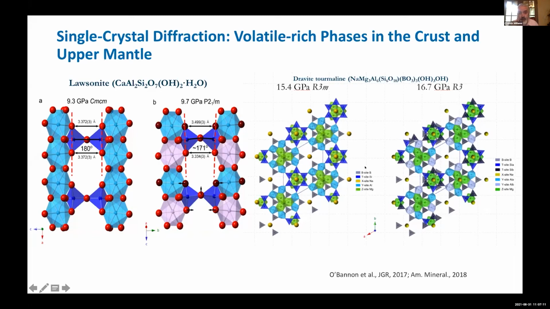I'll also give the example of tourmaline, which again, we've looked at some very complicated phases and detected some fairly nuanced structural changes, which could only be detected using single crystal techniques. You can see that perhaps this is best illustrated by the six-fold arrangement of tetrahedra within the tourmaline structure, ultimately undergoing a little bit of elliptical distortion at high pressures.